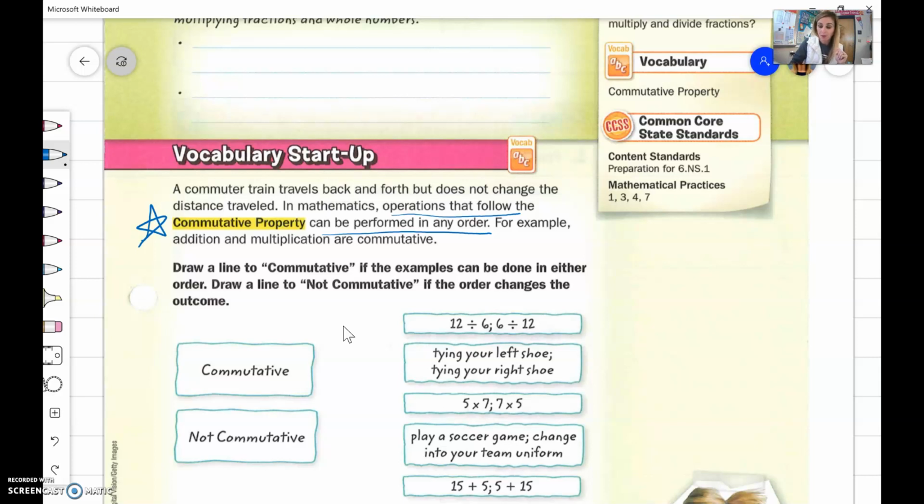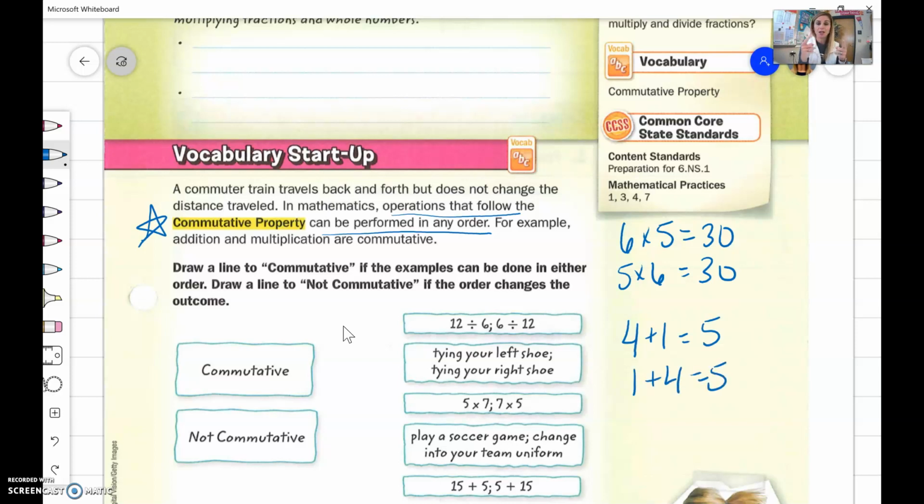So for example, if I have 6 times 5, that equals 30. That's the exact same thing as 5 times 6, that equals 30. Okay, so it works with multiplication. Let's see if it works with addition. If I have 4 plus 1, that equals 5. If I have 1 plus 4, that equals 5. So it does not matter in which order the numbers are given, as long as you get the same answer.